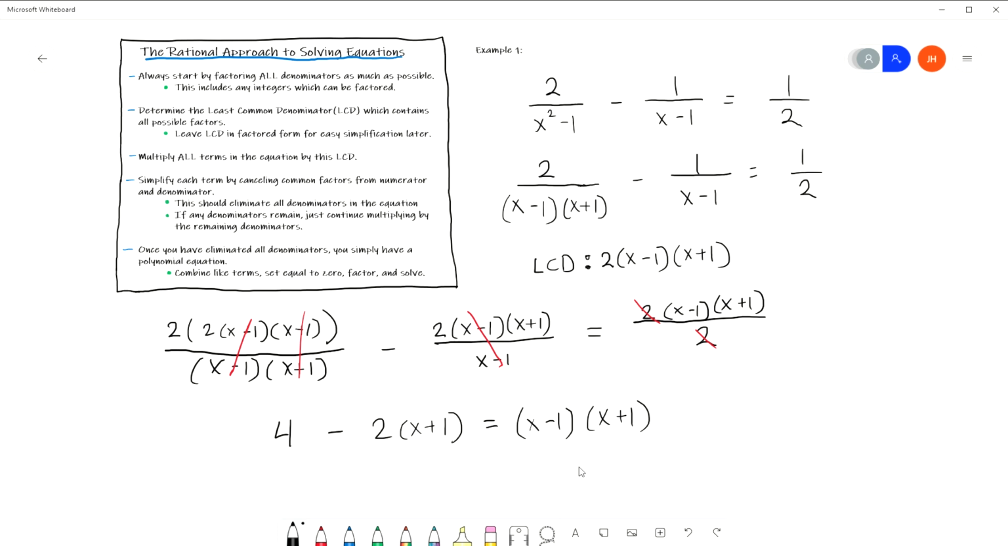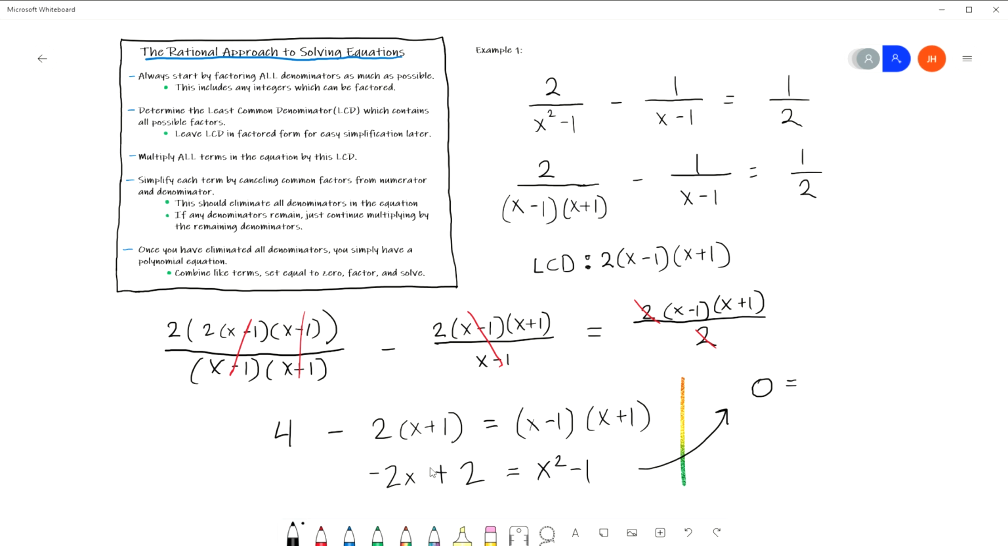x minus 1 times x plus 1 is x squared minus 1. Minus 2 times x is minus 2x. Minus 2 times 1 is minus 2, but I also had a 4 here, so that's going to be plus 2. And I'm going to draw a little line here to separate my work. Going forward over to here, I'm going to move all my terms to the right hand side, just because I like my leading term to be positive. That's just kind of personal preference.